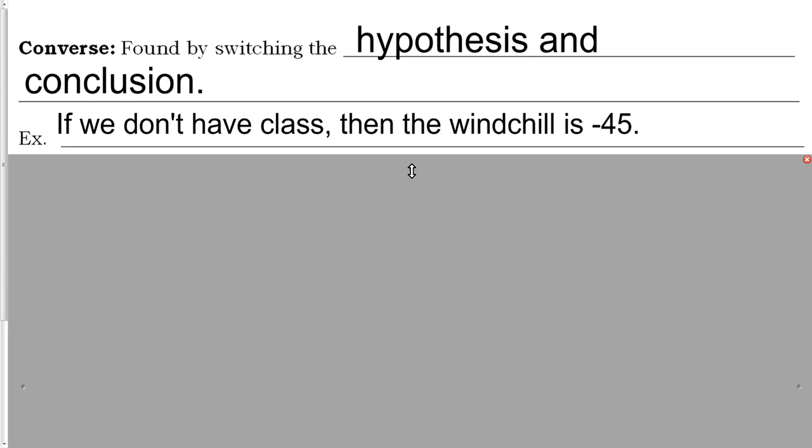Is it necessarily true? And the answer, of course, is no. If we don't have class, does the wind chill have to be negative 45 degrees? Of course not. We could have too much snow. It could be a weekend. It could just be a break. So there are many ways that we can not have class besides the wind chill being negative 45. So these converses and even these original statements aren't always true, and you should be on the lookout for that.